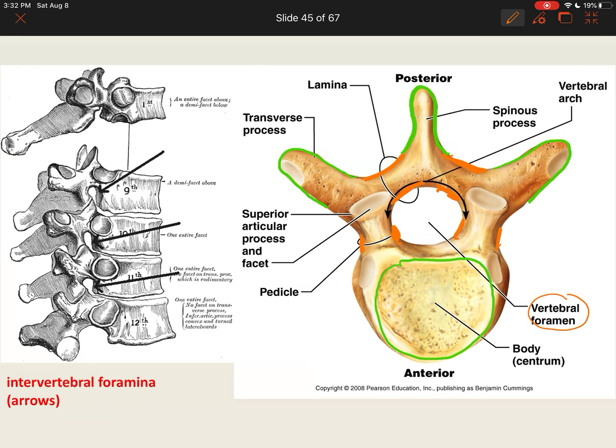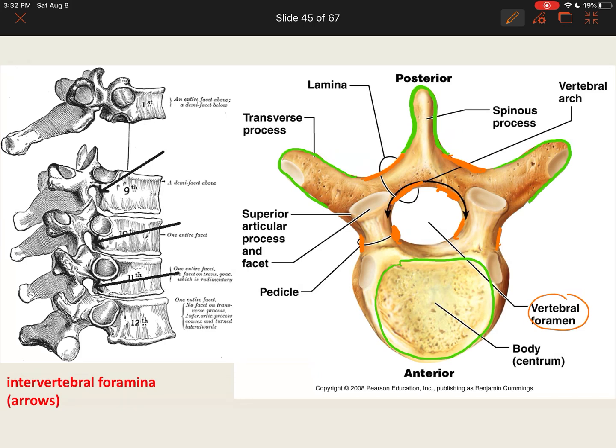And then our next column, we have superior and inferior articular facets, superior and inferior articular processes. So now these vertebrae are going to articulate, or the word articulate means form a joint with, right? So articulate or form a joint with the vertebra above it and the vertebra below it.